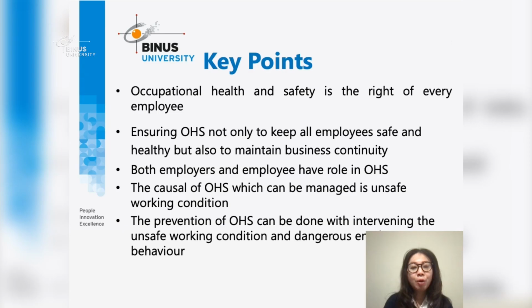The cause of occupational health and safety problems which can be managed is unsafe working condition. The prevention of occupational health and safety problems can be done with intervening the unsafe working condition and dangerous employee behavior.